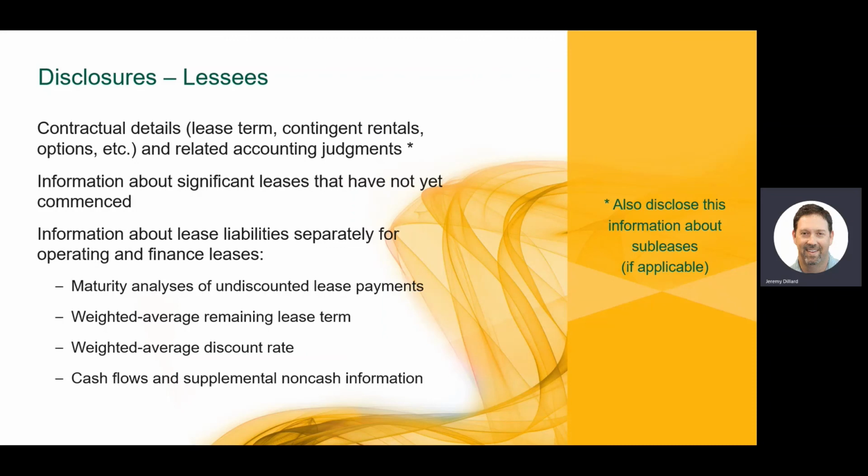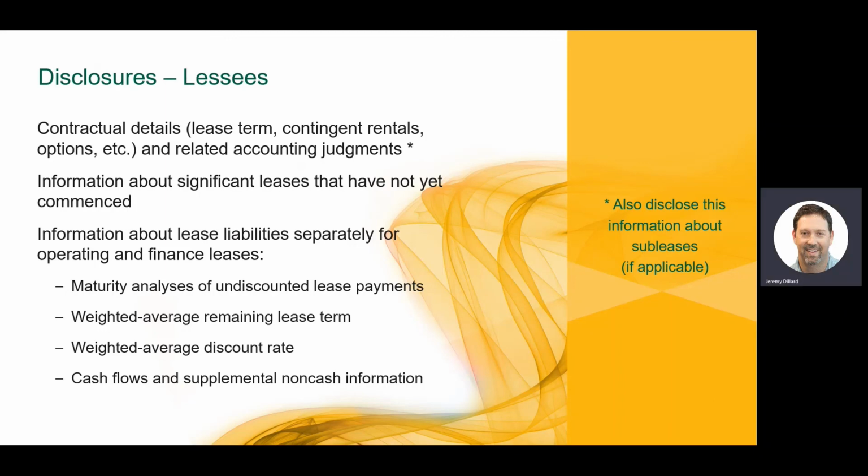Specifically, the disclosure should include the enforceable terms related to the lease term, contingent lease payments, renewal options, and similar items, as well as any judgments made when accounting for leases. If there's any executed lease agreements that have not commenced as of the financial statement date, then there should be disclosures about those leases as well. Also, keep in mind that these requirements apply to subleases too.